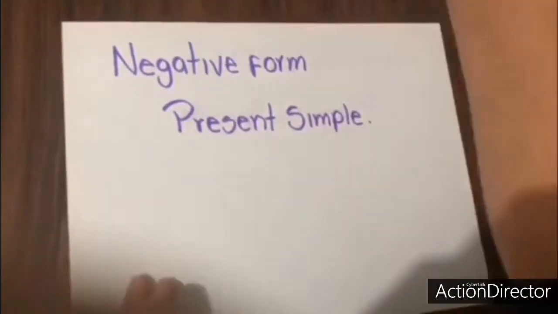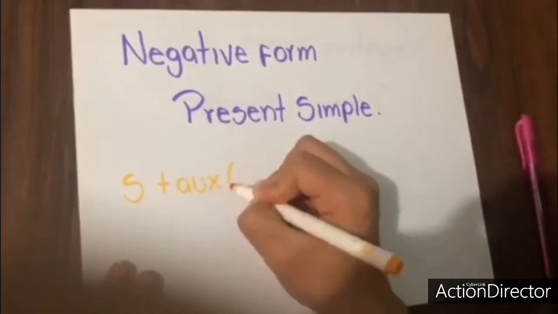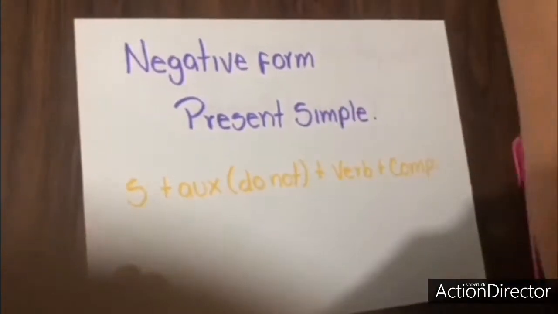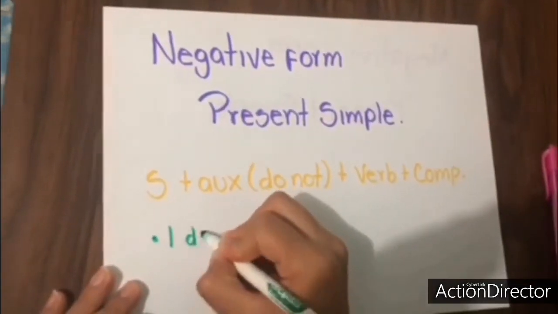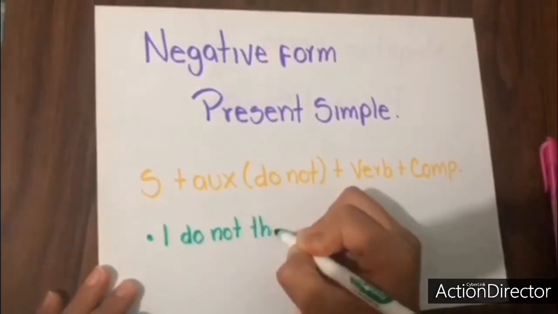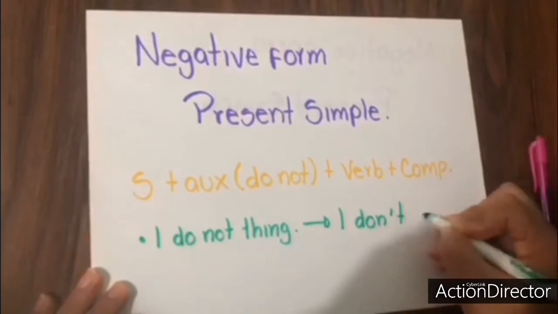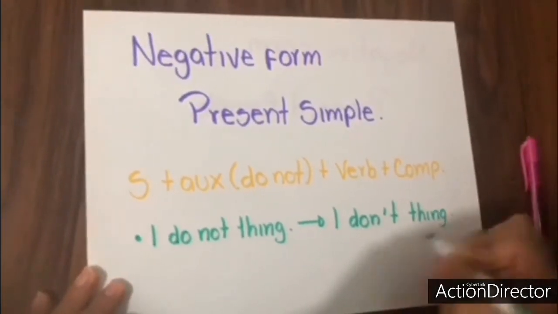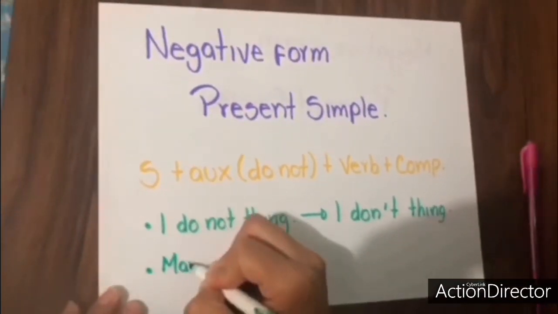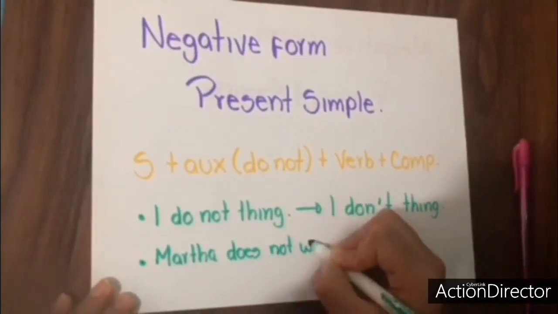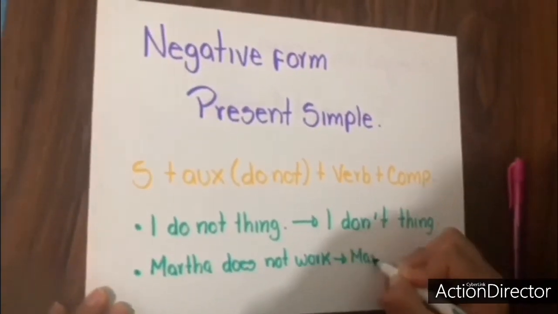I'm going to talk about the negative form, present simple. Structure: subject plus auxiliary do not or does not plus verb plus complement. For example, I do not think. In this case, we can use a little contraction and the sentence is I don't think. Marta does not work. The contraction is Marta doesn't work.